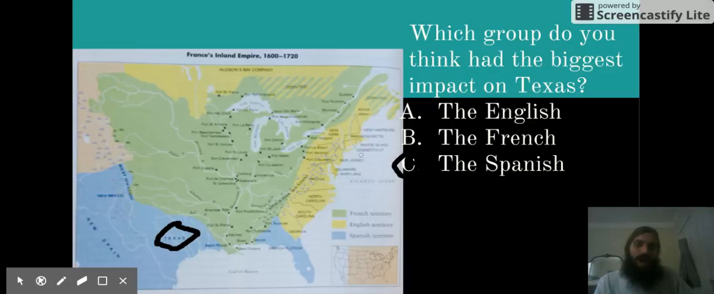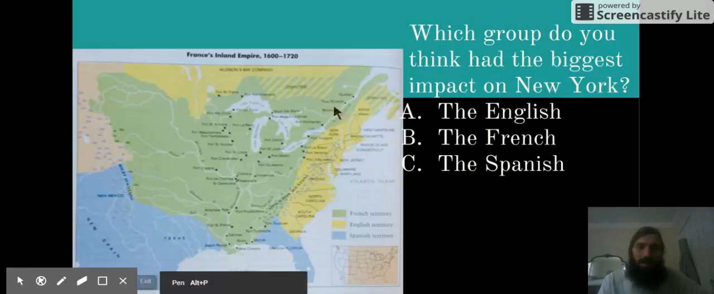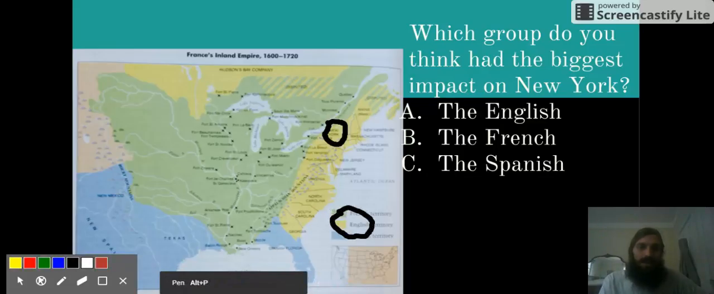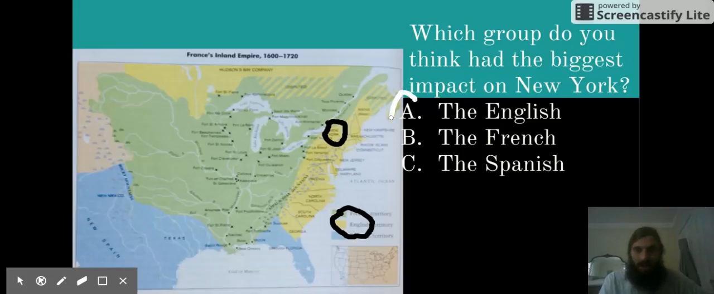What if my question asks me, which group had the biggest impact on New York? Well, I'd have to find New York up here. Here is New York. I notice New York is colored yellow. Yellow is controlled by the English. So I know that the English had the biggest impact on New York. These are examples of ways that we can use graphs and maps to answer questions and get new information.